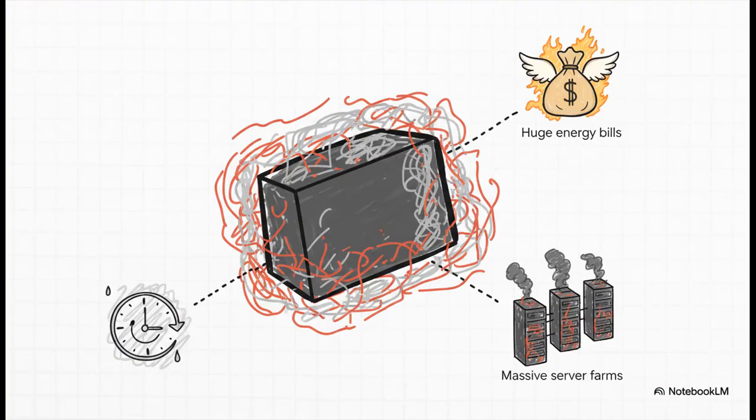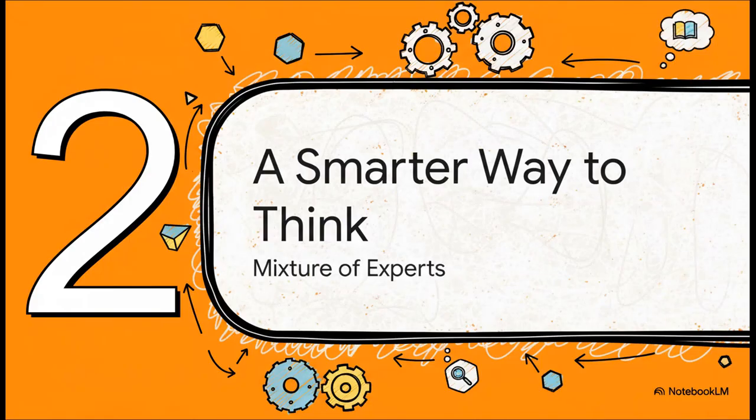I mean, we've all been blown away by what these huge models can do, right? But what you don't see is what's happening behind the curtain. Training and running them takes an absolutely insane amount of computational power. We're talking massive server farms, huge energy bills, and it all leads to slower response times. It's a simple rule. The bigger the model gets, the more expensive and the more sluggish it becomes. So the big question is, how do we solve this?